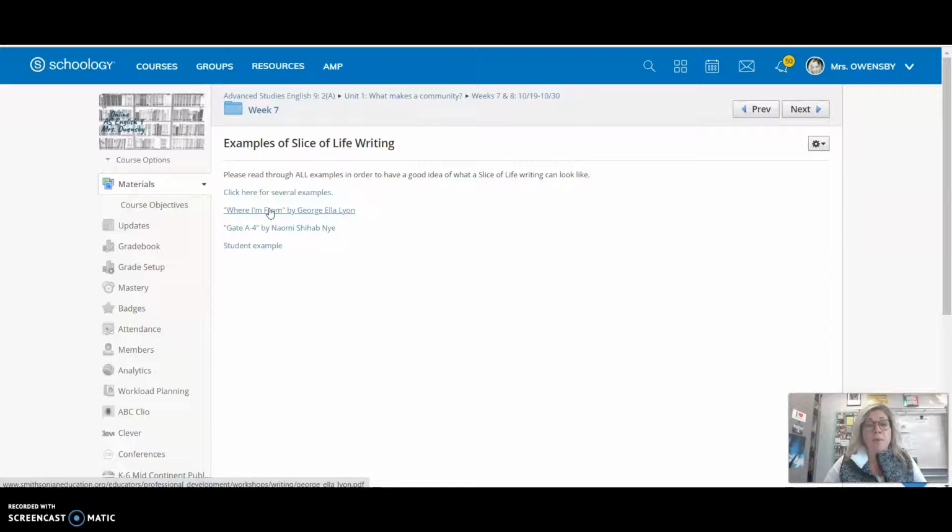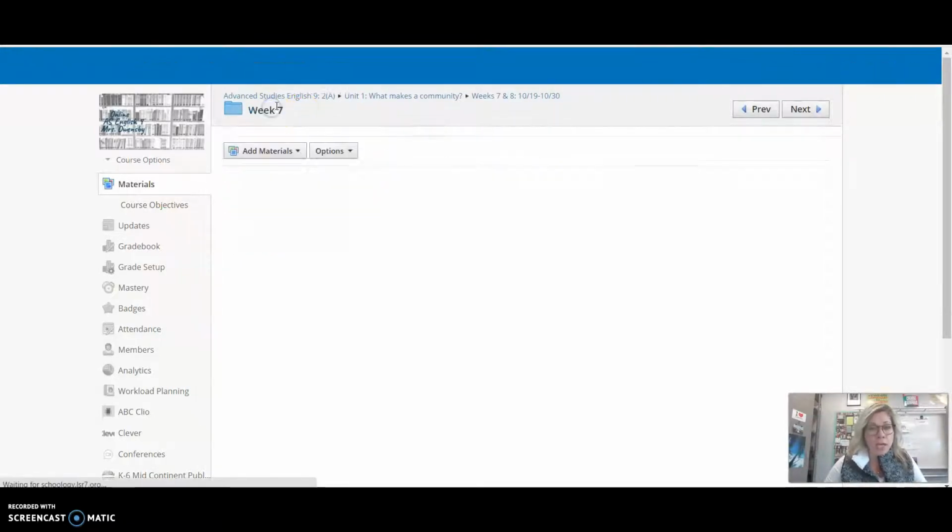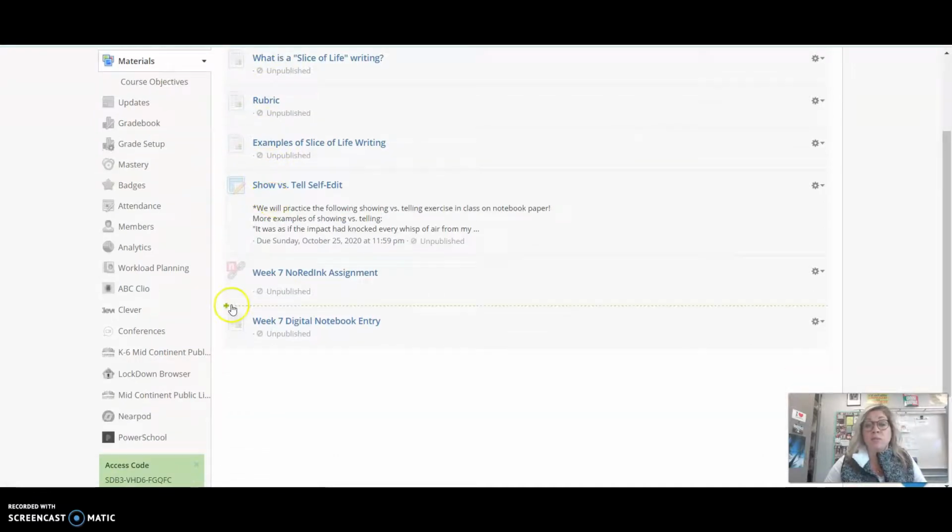Where I'm from is more of a poem form, and then Gate A4 is a really great example of just a piece of slice of life writing. And then here's a student example as well. So please read through these. These are going to give you a good idea of how you want to create yours, because there's a lot of creative freedom actually within this piece of writing, okay?